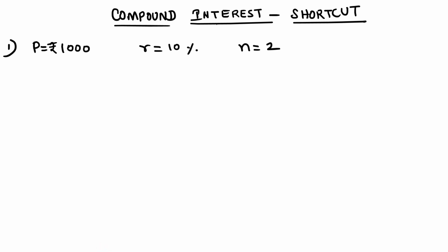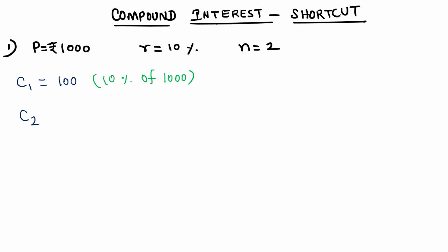So the principal is given as 1000 rupees, the rate of interest is 10%, and the time period is 2 years. First I will be writing C1. That C1 will be 100, which is nothing but 10 percent of the principal amount, that is 10 percent of 1000, which gives me 100, that I will be writing over here.